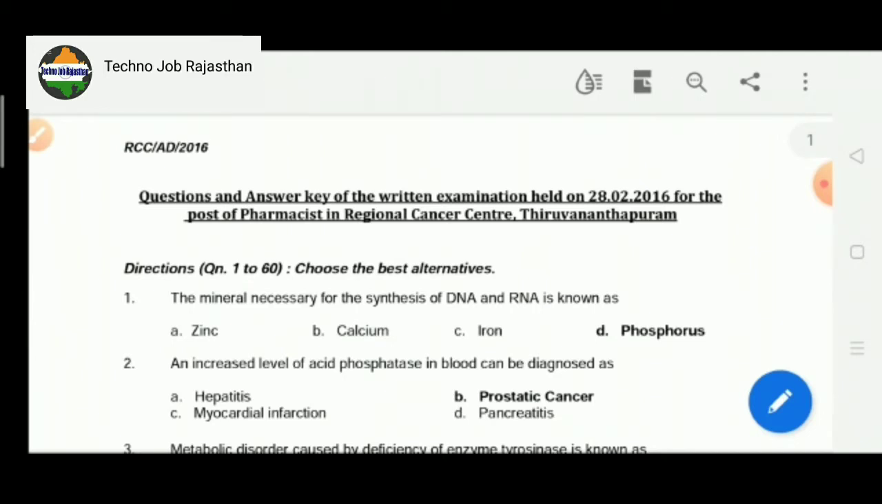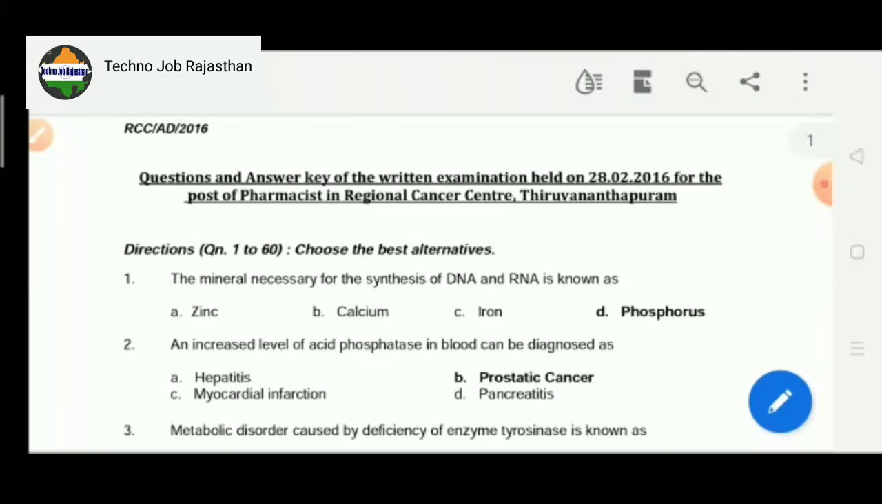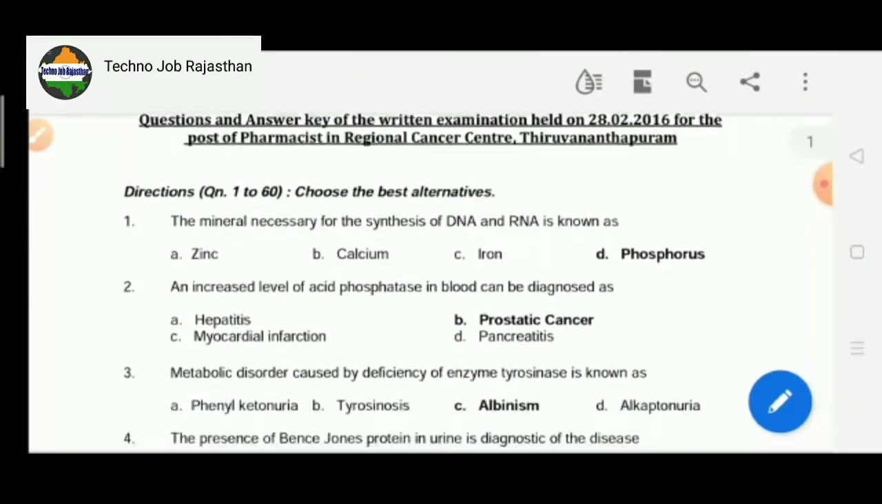The mineral necessary for the synthesis of DNA and RNA is known as: option A zinc, option B calcium, option C iron and option D phosphorus. So the correct answer is option D, phosphorus.